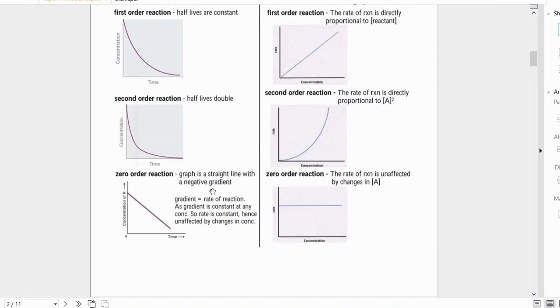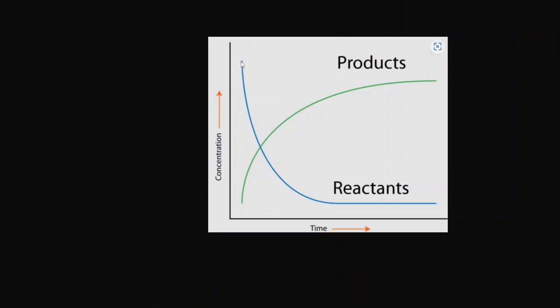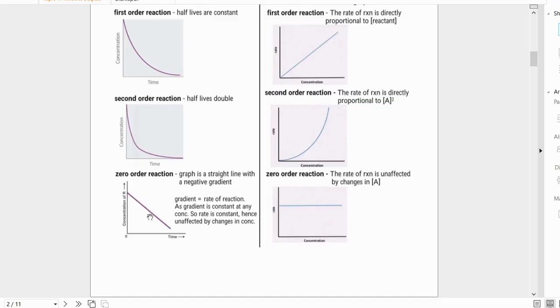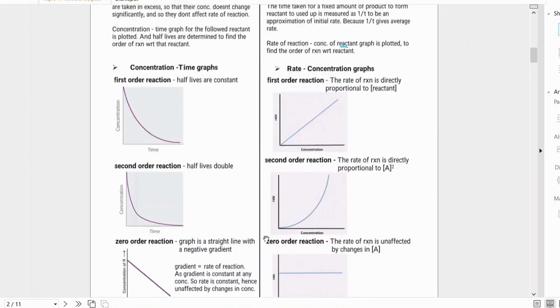So the graph will be a straight line with a negative gradient. And the gradient gives the rate of reaction, because drawing a tangent here and working out its gradient, we will get the instantaneous rate of reaction. But the gradient itself is constant here, so the rate of reaction is constant regardless of the concentration of R decreasing. So the reactant R is not affecting the rate of reaction. So the reaction is zero order with respect to R.